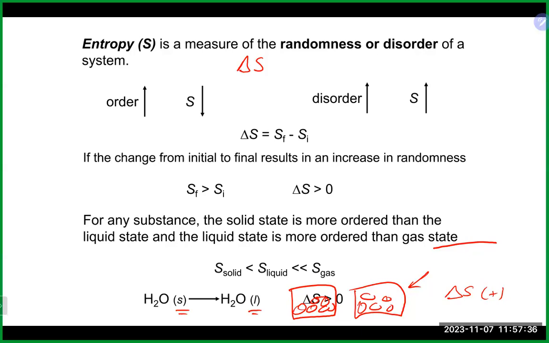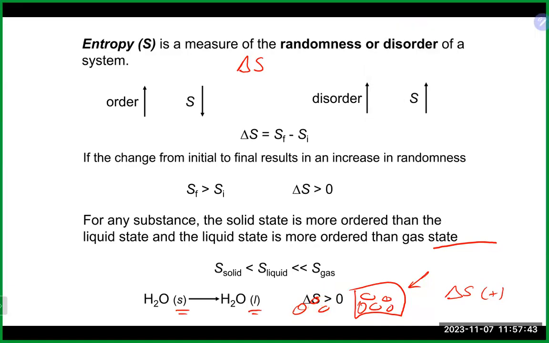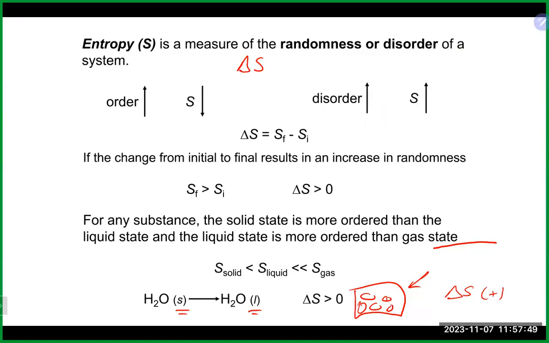Any questions on that? So entropy is one factor that we could use, as we'll talk about here, to determine whether or not a reaction is going to be spontaneous. There's a couple of different entropy values that we need to look at to help us make that decision.